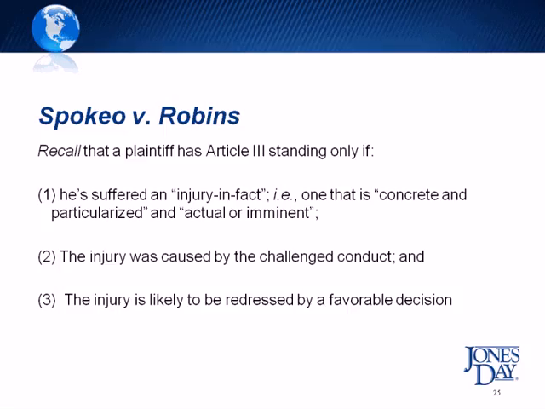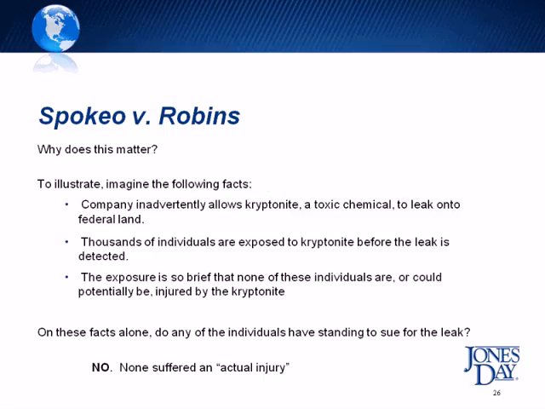You might be asking, why does this matter? Let me give an example in terms of a product liability situation. Imagine the following facts. A company inadvertently allows a toxic chemical, kryptonite, to leak onto federal land. Thousands of people are exposed to that kryptonite before the leak is detected, but the exposure is so brief that none of these people could be injured by the kryptonite. They were exposed to it, but nothing bad actually happened to them. On these facts alone, none of these individuals suffered an actual injury, and they have no Article III standing to sue.